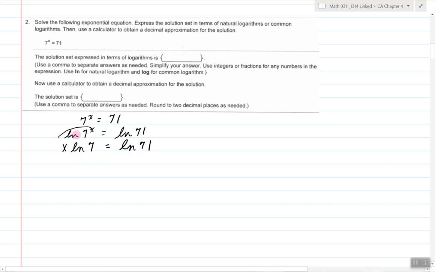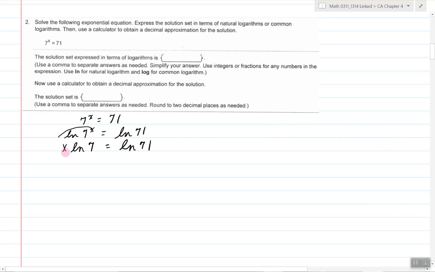I hope you remember your properties from the previous lesson. This one says if you have log base b of y to the z power, that's equal to z log base b of y. That in our expanding rules becomes the coefficient.